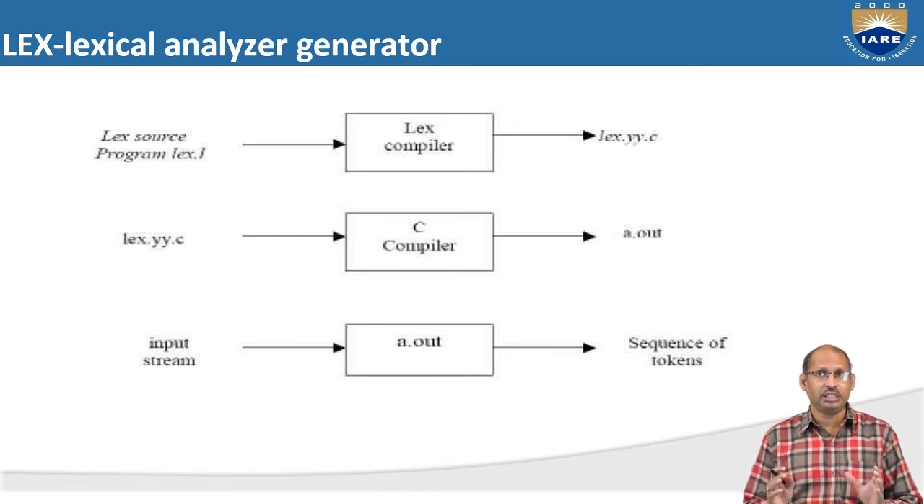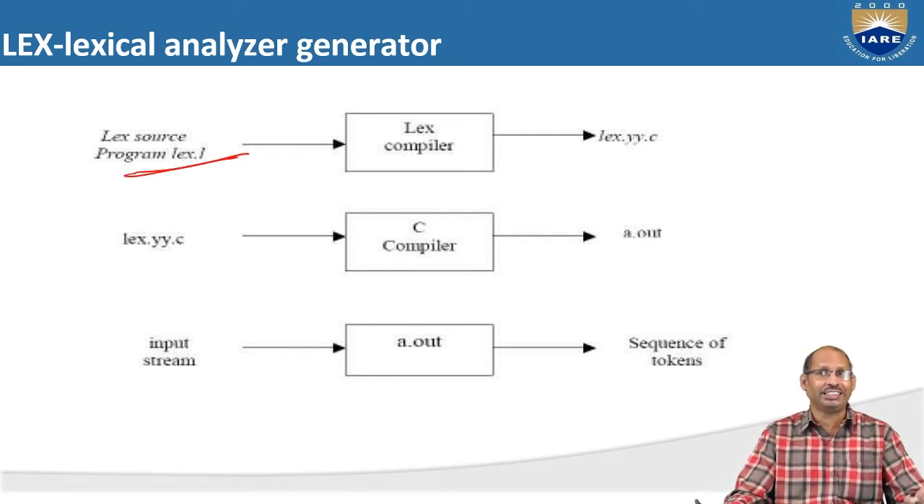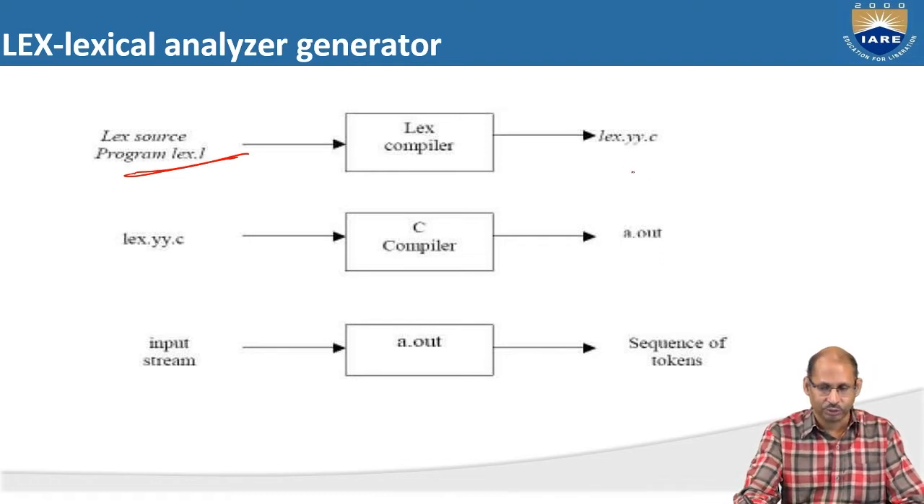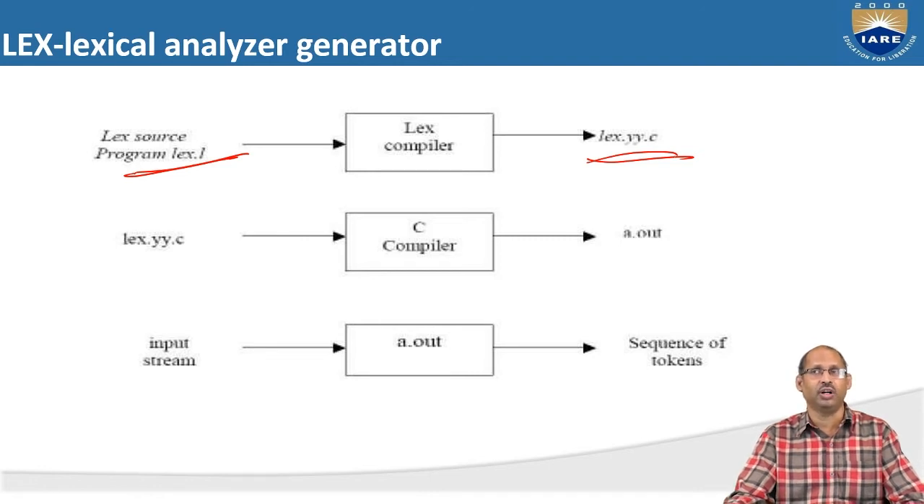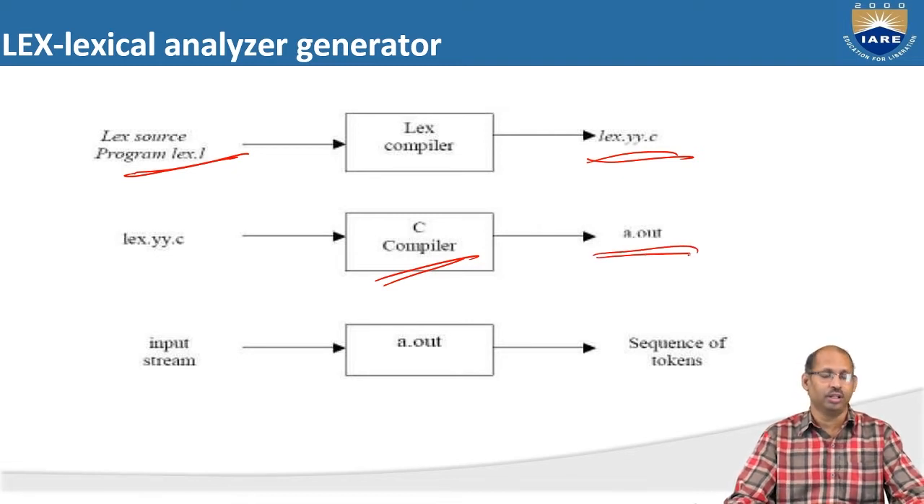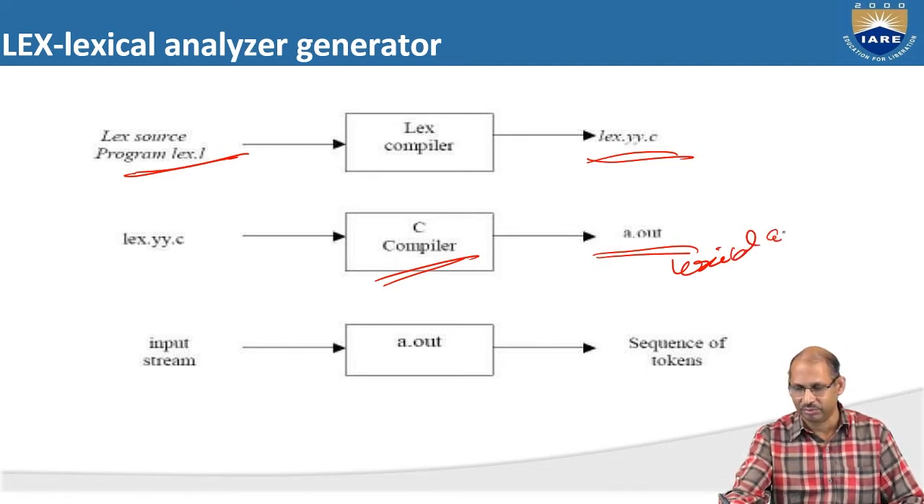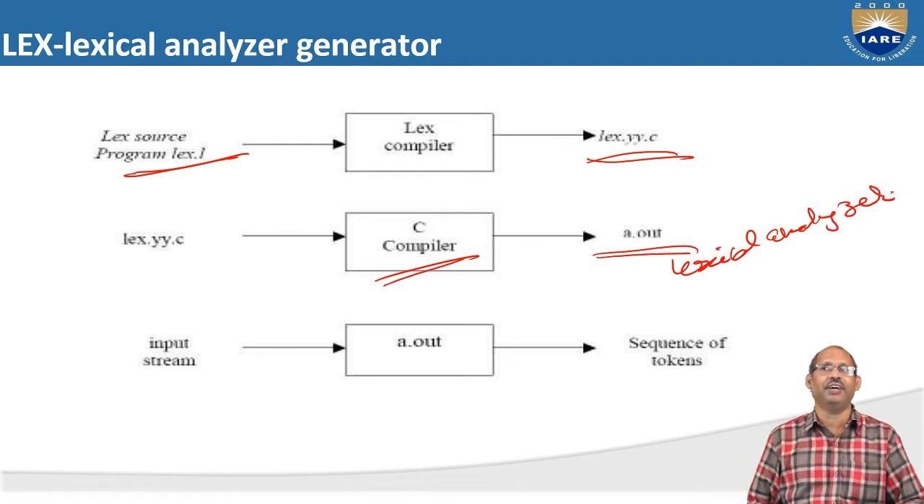First we write the lexical source program. We follow the lexical rules of the source language that we represent with regular expressions in this lex.l source program. And we use the lex compiler to convert this lex.l into a C program, lex.yy.c. This intermediate form is compiled with the C compiler, which results in a.out. This a.out is our lexical analyzer.